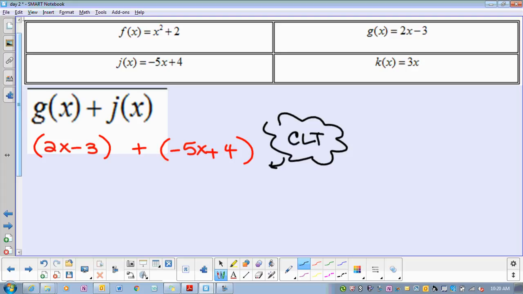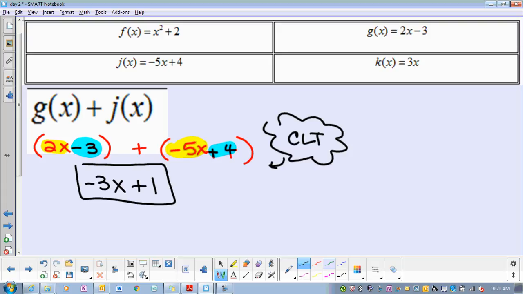Okay? So which ones can I add together? 2x and 5x. Good. 2x and a negative 5x, right? What is 2x minus 5x? Negative 3x. And then look at this negative 3 and a positive 4. I can combine those, right? Yeah. What is negative 3 plus 4? 1. Can I combine those two together? No. So perfect. Here's your answer.